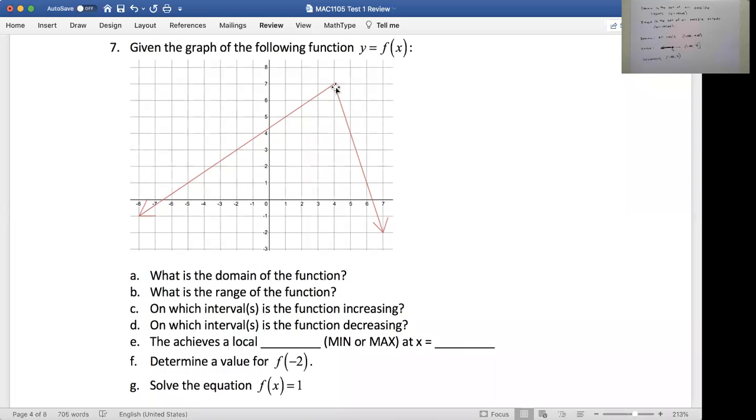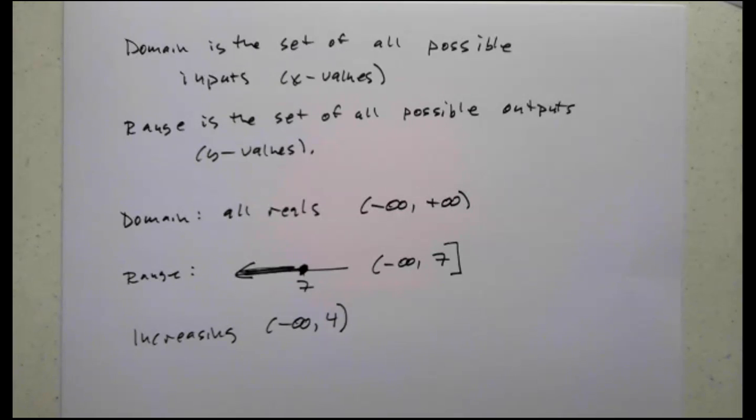Now, what's happening beyond 4? Whoop, it starts falling. So it's decreasing from 4 to infinity forever that way.